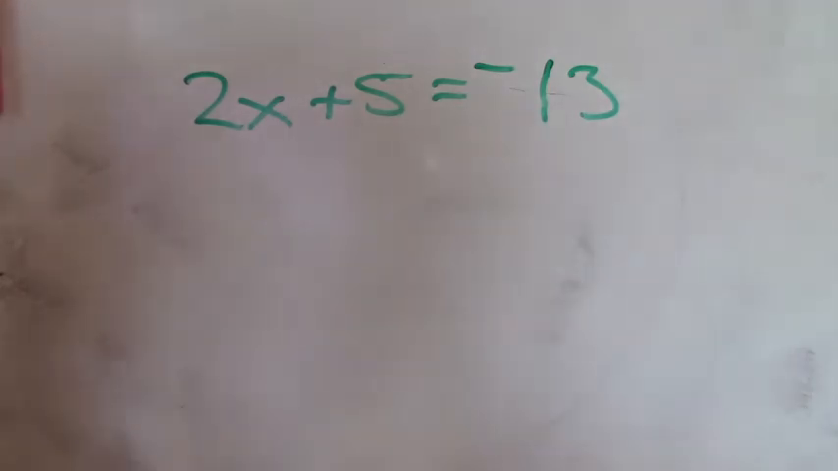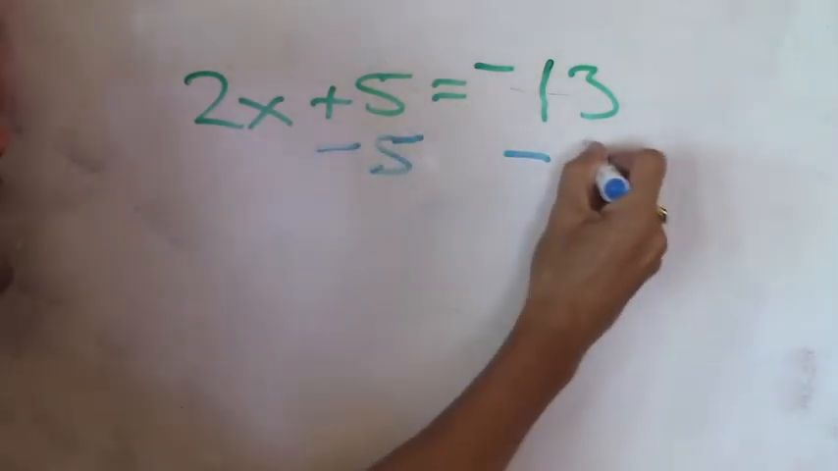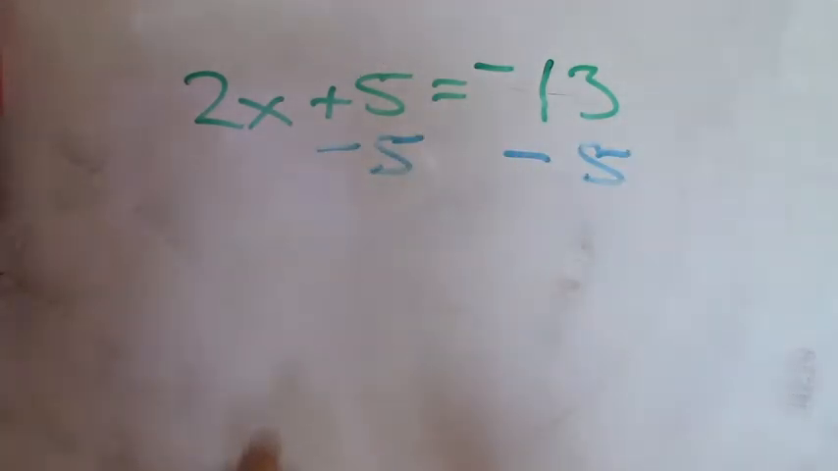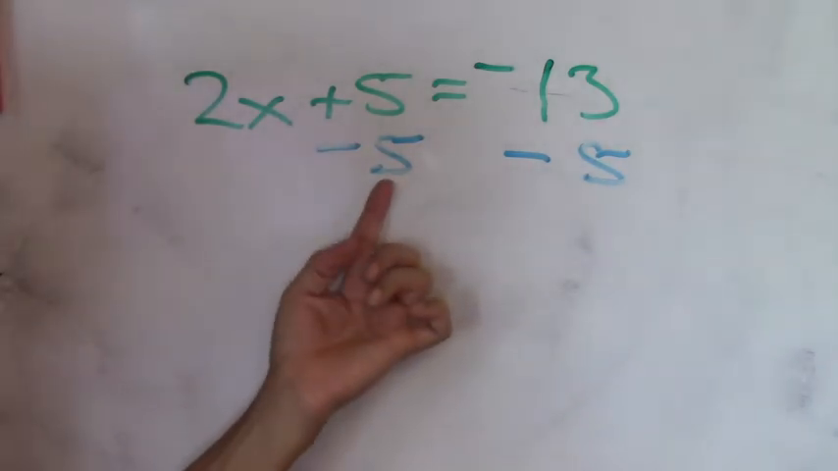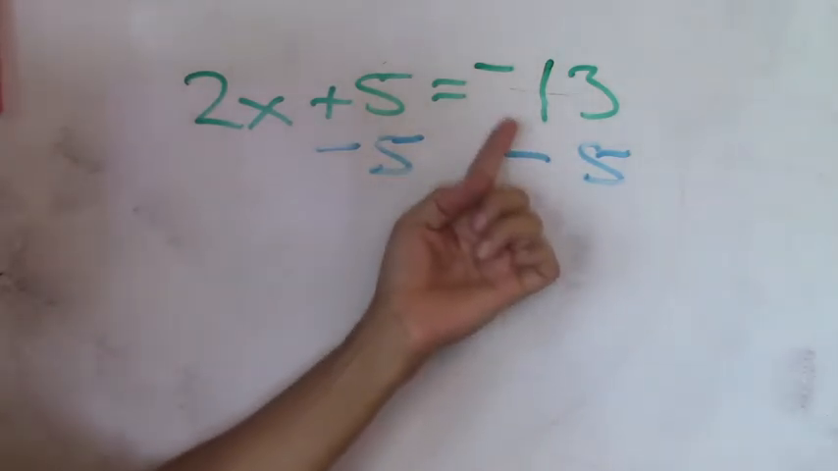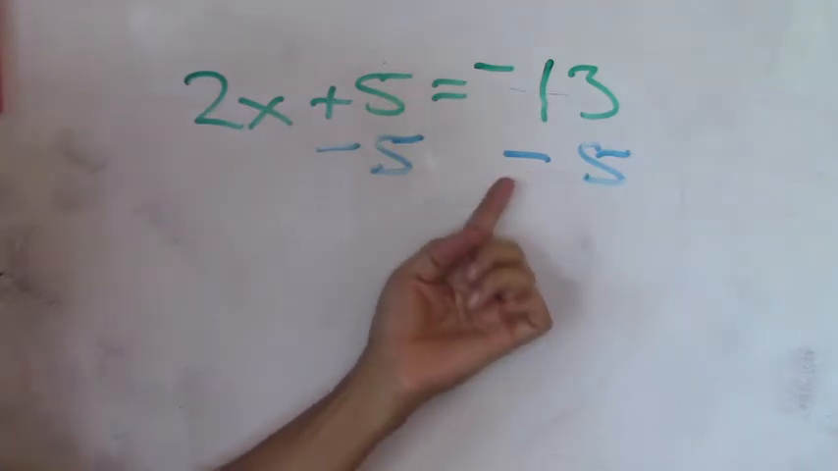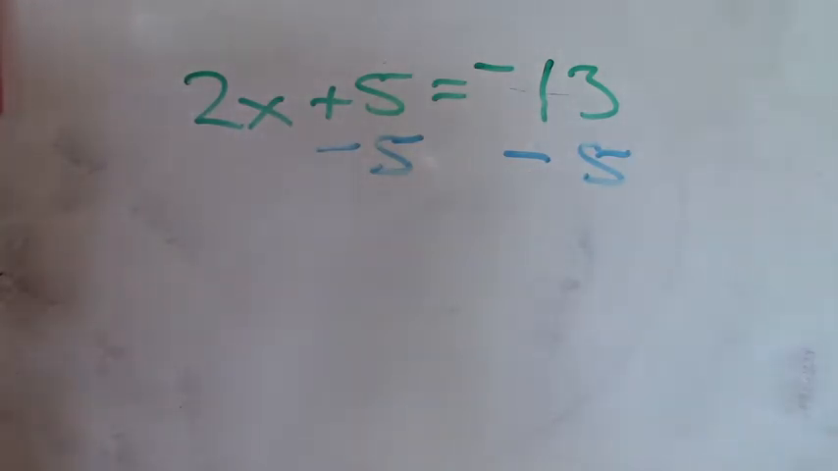So let's take away 5 from both sides. Take away 5, take away 5. What do I get? Now I have what? Here's my 0. 5. So what's this? What number is this? You owe 13 and you owe 5 more. You get negative 8. Negative what? 8.